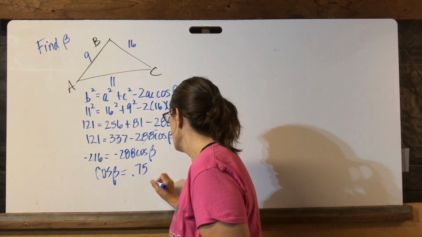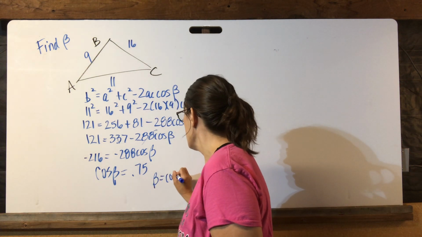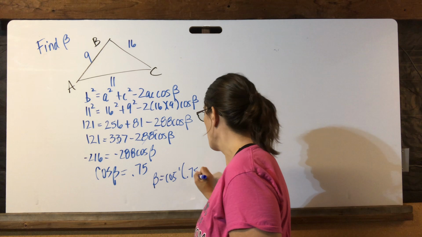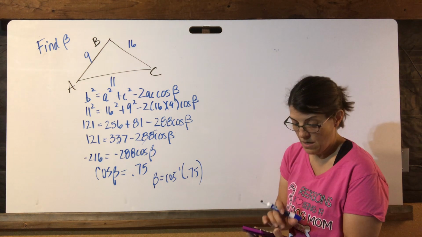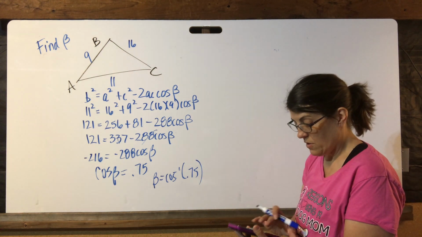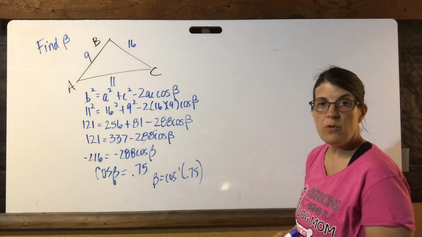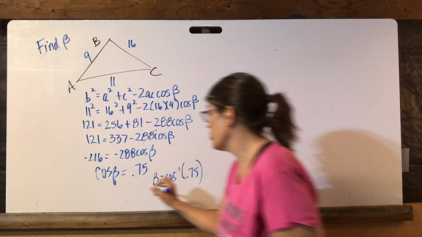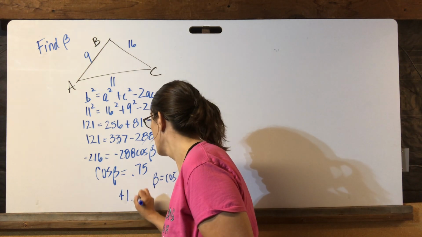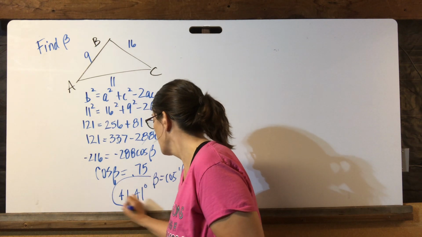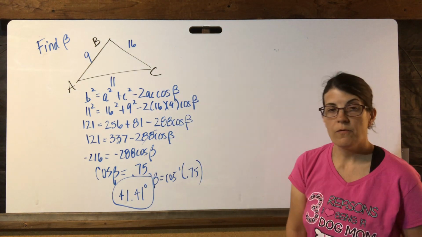So this becomes beta is the inverse cosine of 0.75. Okay, inverse cosine: 41.41 degrees. Okay?